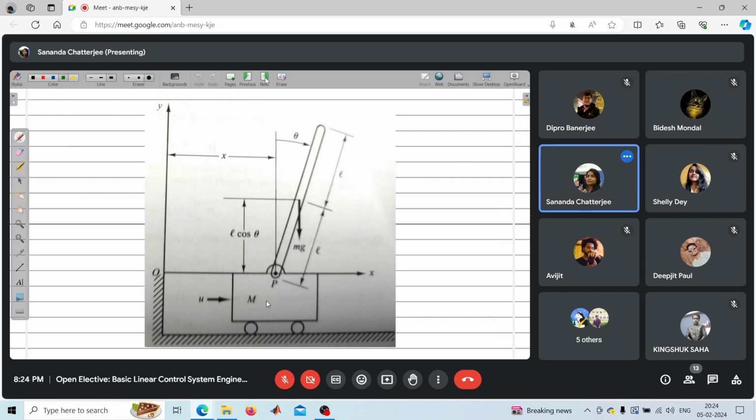Next will be a cart inverted pendulum system. For today we will just describe the system. I think some of you will be familiar with this system. Have you seen this kind of system?